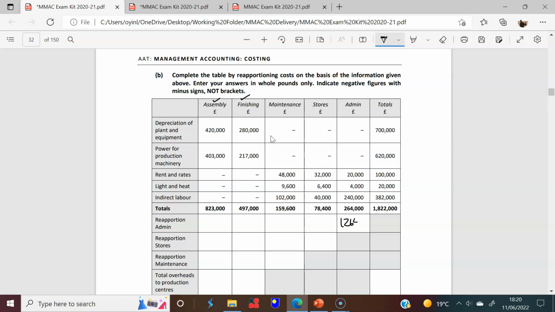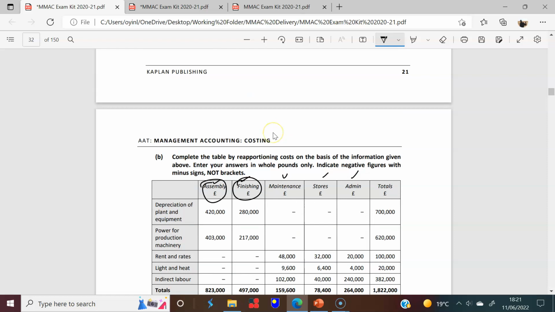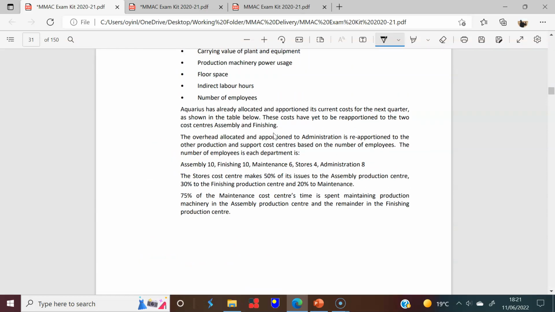They want you to get rid of this 264 first and tell you reapportion this admin first, then you get these new totals, then reapportion stores, then you get these new totals, then reapportion maintenance, so that all these costs would have been reapportioned into the two key cost centers, because they have the cost units you see in there, and that's what we're ultimately trying to do, to get those costs into the cost units. So let's look at this. Let's look at the driver for this.